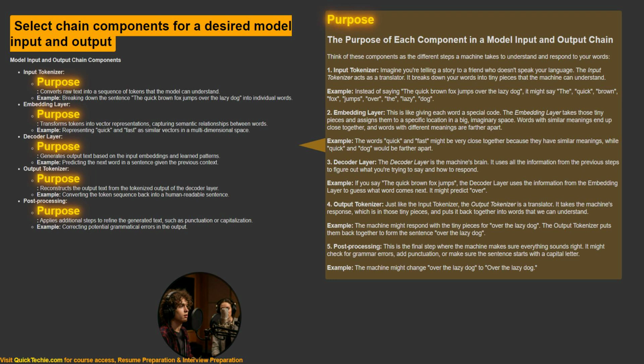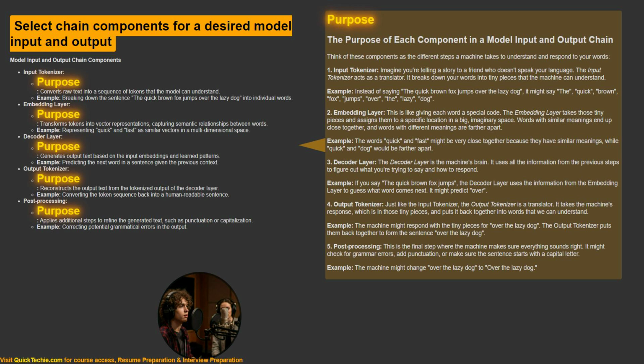2. Embedding layer. This is like giving each word a special code. The embedding layer takes those tiny pieces and assigns them to a specific location in a big, imaginary space. Words with similar meanings end up close together, and words with different meanings are farther apart. Example, the words quick and fast might be very close together because they have similar meanings, while quick and dog would be farther apart.